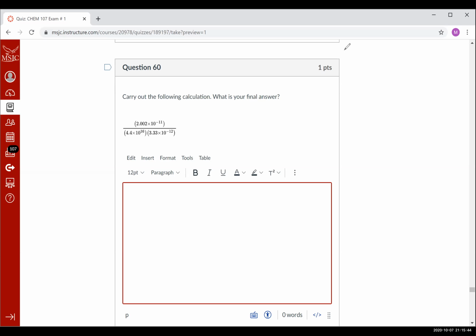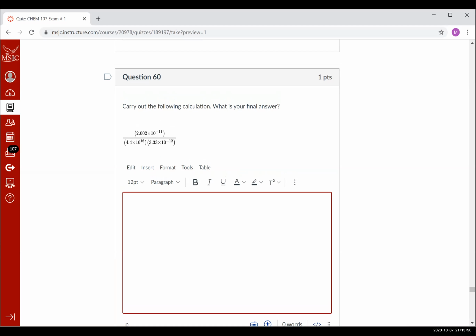No problem at all. So that in turn gives us 1.4 times 10 to the negative 16th. All right, thank you.